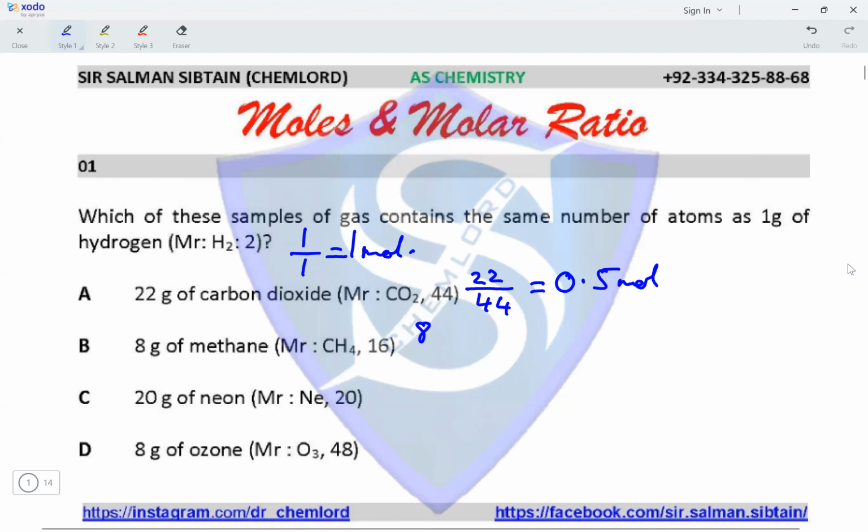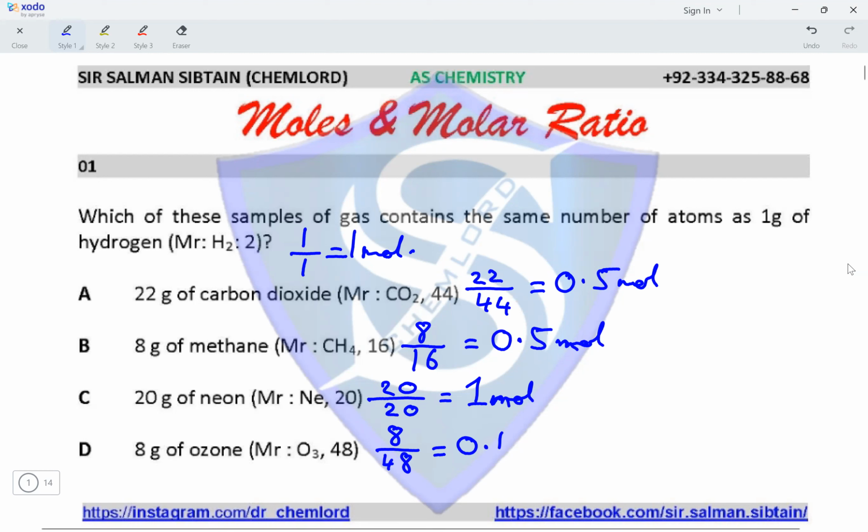Next, we have 8 grams of methane and the MR of methane is 16. So 8 upon 16 is 0.5 moles again, which makes this option incorrect as well. The third option has 20 grams of neon having an AR value of 20. So 20 upon 20 is 1 mole, which is the correct option here. And the last one, we've got 8 grams of ozone. So 8 upon the MR of ozone, which is 48, gives us 0.167 moles, which was bound to be incorrect because option C is the correct option for this question.